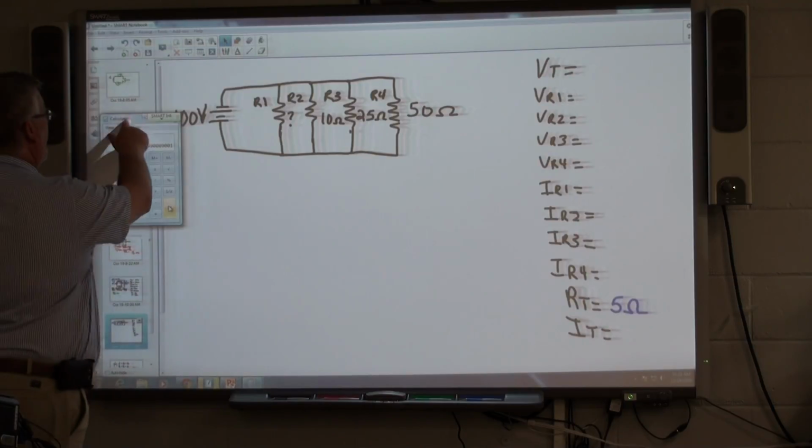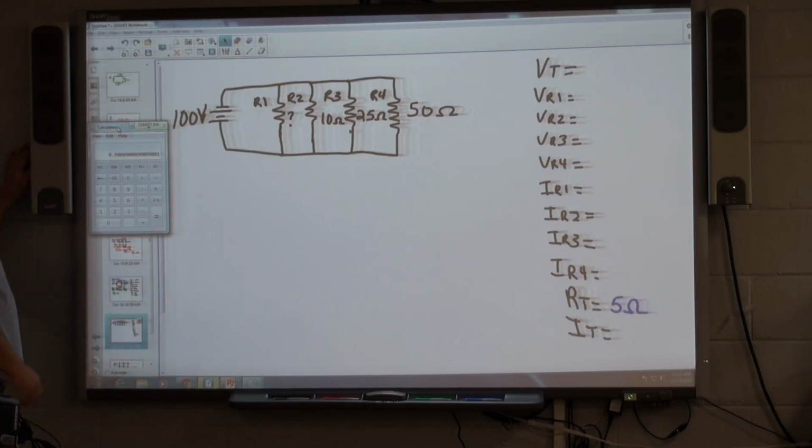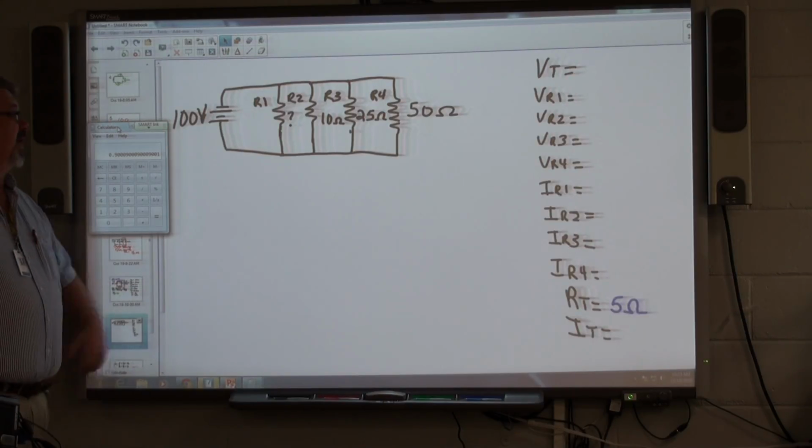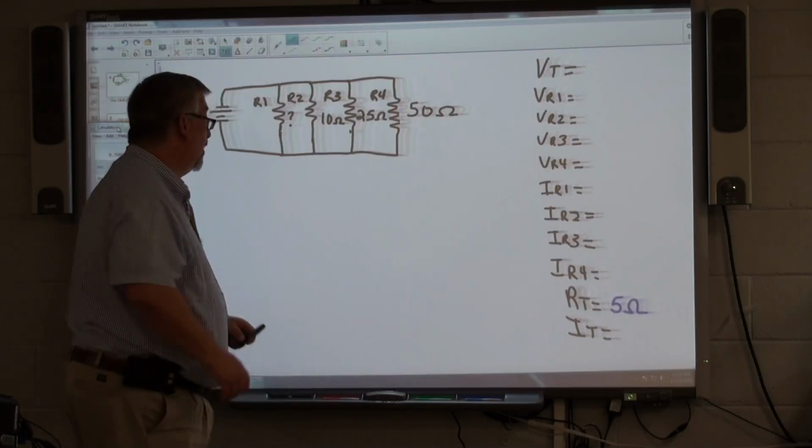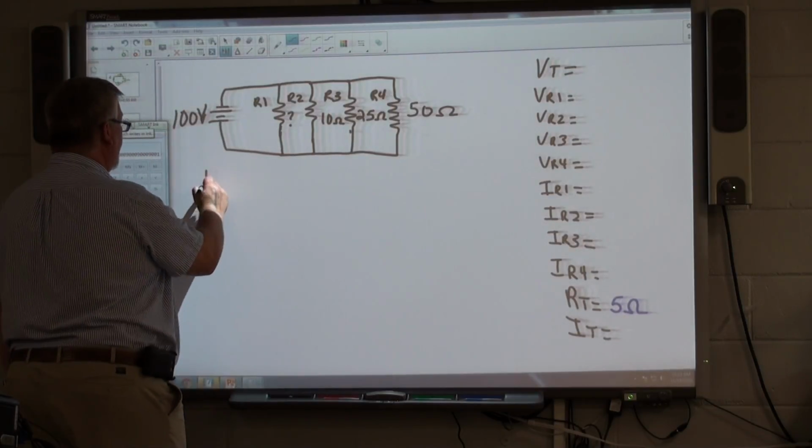What about one? That's the one you got to figure out. Voltage is still the same. So how are we going to find R1 if we've only got R2, R3, R4, and R total?